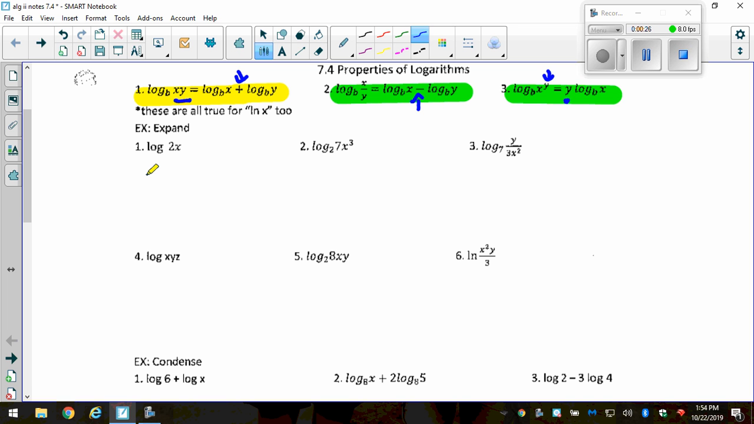So number one follows the first rule right here, and I'm just going to expand it out. So the 2 will go in the x spot right here, and the x is going to go in the y spot right there. So what it looks like is log of 2 plus log of x.